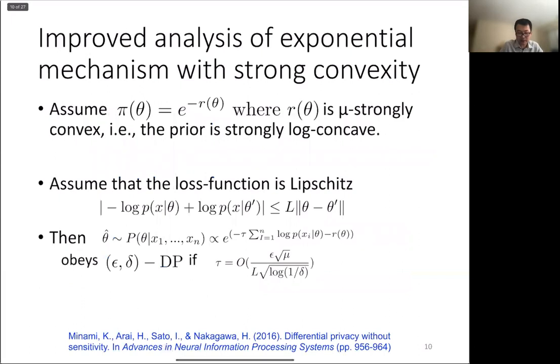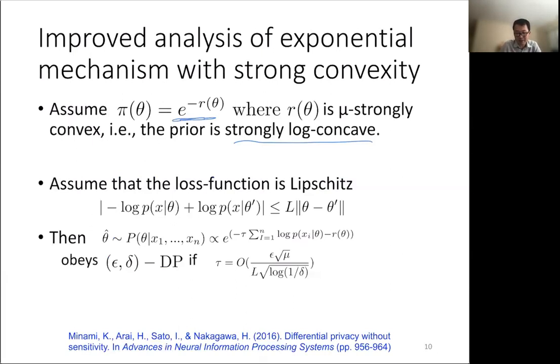All right, so we'll start with the improved analysis of the exponential mechanism, aka the posterior sampling, on the strongly log concave prior. So how is a strongly log concave assumption connected to the idea of strong convexity? So if this prior satisfies that it is equal to e to the power of minus some function r of theta, where r is the negative log likelihood of this, this is going to give us r of theta being the regularization term in your optimization problem.